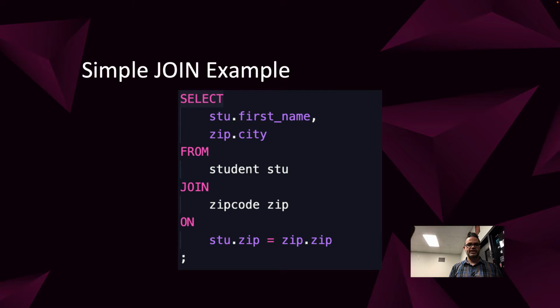Then joining that to zip code, zip. Again, the first three letters make it really easy to identify in this case because there's no confusion attached to it. Then in the on clause, stu.zip is the same as zip.zip, pretty easy. I go up to my select clause where I select the student's first name and the zip code city. So I can now match students to cities as I go through the table.